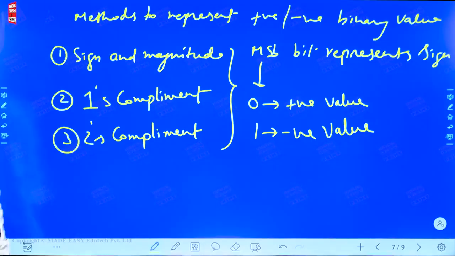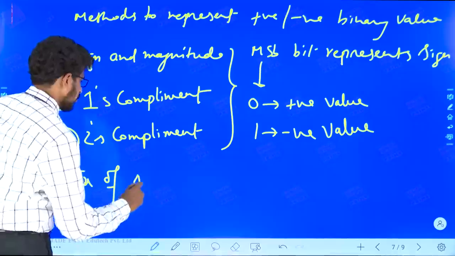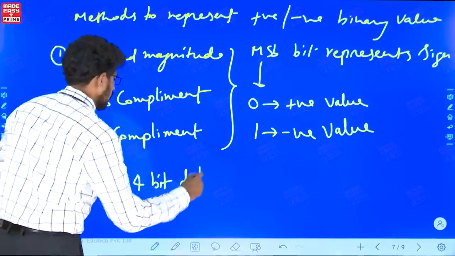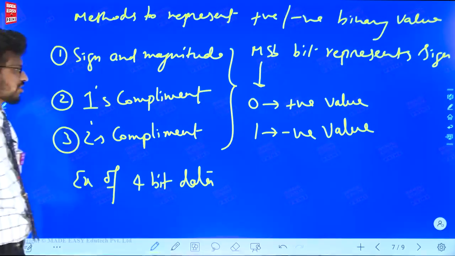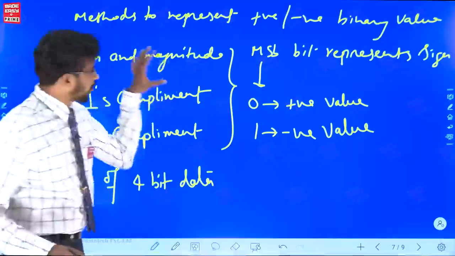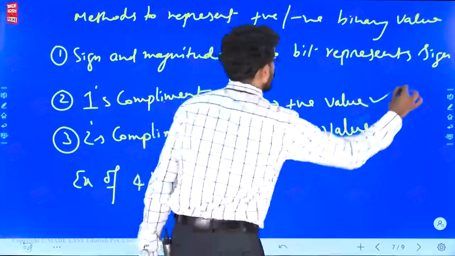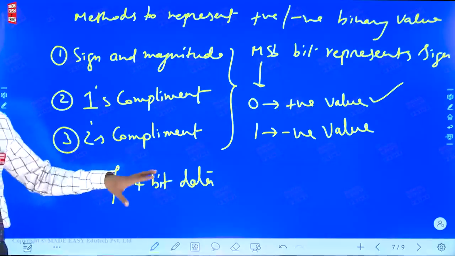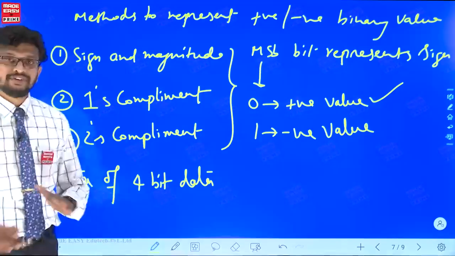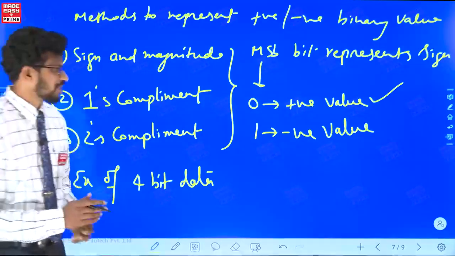So let us consider an example of 4-bit data. How do we take 4-bit data? I am considering it now. In all the 3 cases, positive values are no problem, 0 is positive. All the positive values will start with 0, but the negative values take a different way. Let us discuss how that is possible.